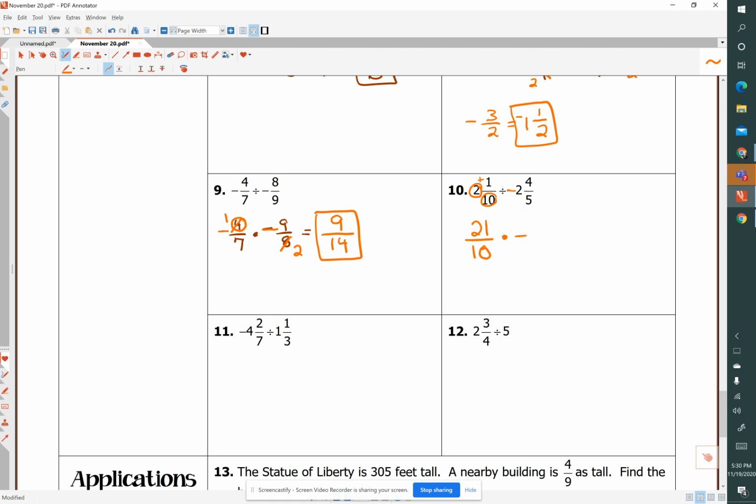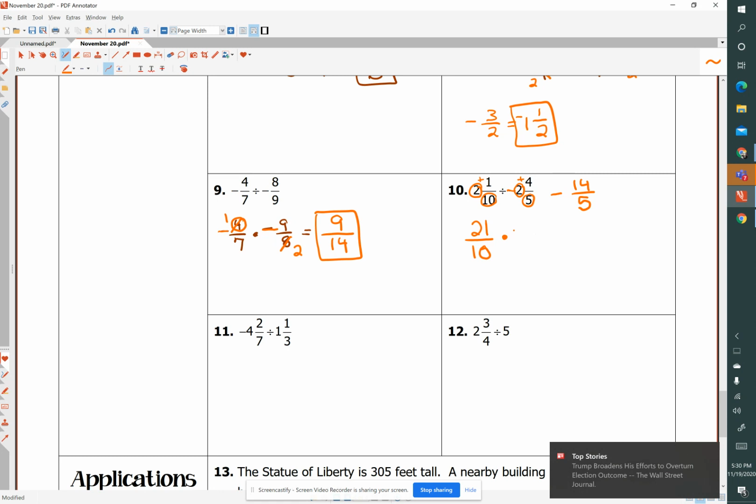We multiply, and we have a negative here. So we've got negative 5 times 2 is 10, plus 4 is 14 over 5. But what do we have to do? We have to flip that. So I'm going to write the 14 over 5 up here, and then I'm going to flip it down here.